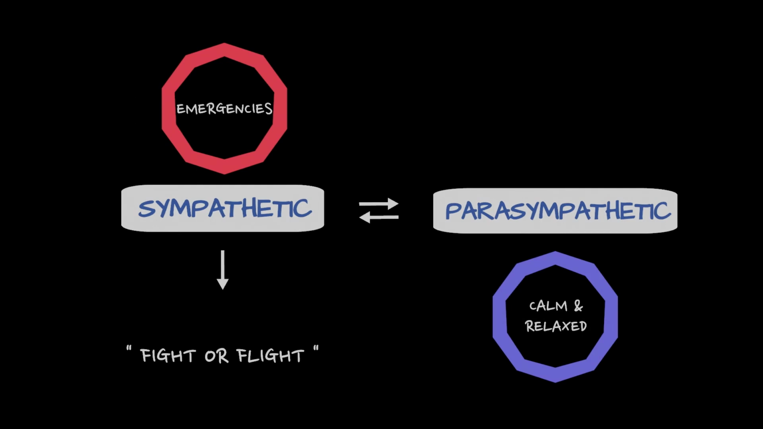The responses produced on the activation of the sympathetic and parasympathetic nervous system are mostly in the opposite manner. The activation of the sympathetic nervous system occurs in conditions of emergencies, and it produces a fight or flight response. The activation of the parasympathetic nervous system occurs during calm and relaxed conditions, and it produces a rest and digest response.